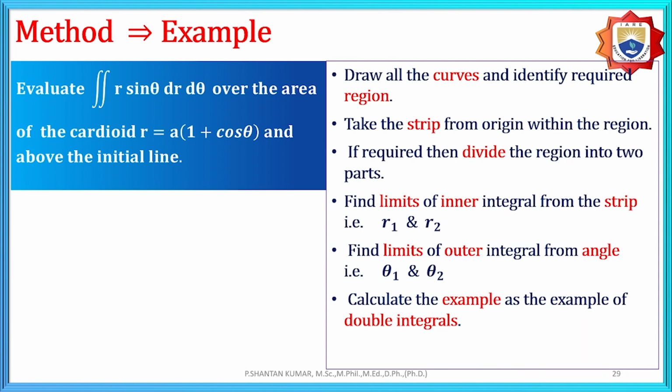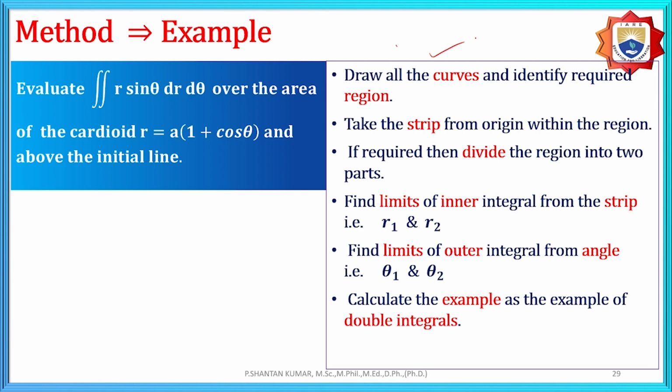Similarly, for example, evaluate the double integral of r sine theta dr d theta, where here the curve is r is equal to 1 plus cos theta, above the initial line only. Again, the problem does not directly give any limits. Given the equation, we need to sketch the diagram, find the region, and find the limits for r and for theta where the angles are bounded. After finding all these, we follow the procedure to find the solution.